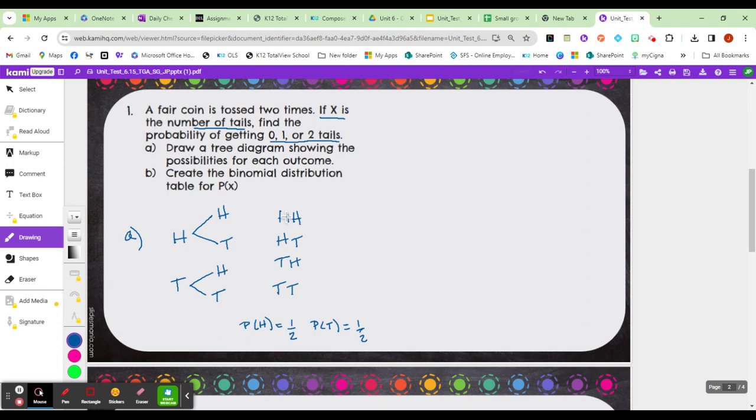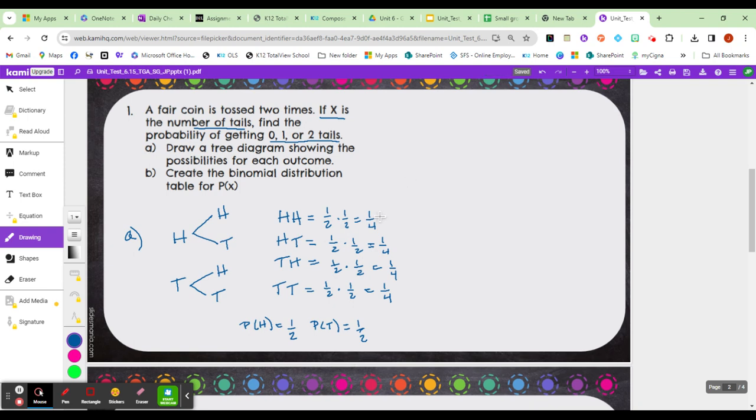So of getting a head, so this is a head and a head. So remember, when we have an and, we multiply. So this is going to be 1/2 times 1/2, which is 1/4. This is going to be a head times a tail. So this is going to be a 1/2 again times a 1/2. It's not always going to be a 1/2 and a 1/2. It may be 2 other decimals or 2 other fractions. A tail and a head will also be a 1/2 times a 1/2. And then a tail and a tail would be 1/2 times 1/2. Because we have that and, that's when we multiply the probabilities. If we had an or, then we would add.